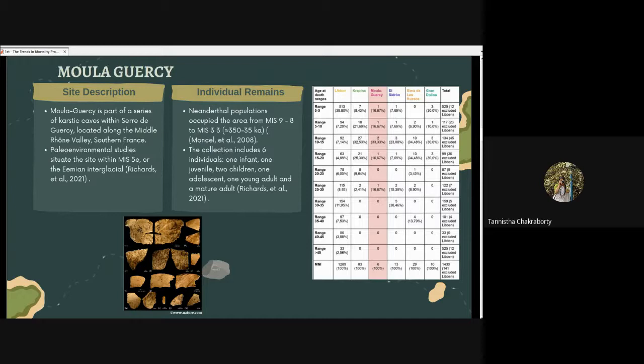Till now, only 6 individuals have been identified, which are Neanderthals, and they belong to a time range around 350,000 years ago. As we can see here in the table, the individuals mostly belong to the age range of 0 to 5, 5 to 10, and 10 to 15 years. We don't see many individuals from the age range of 30 and above.